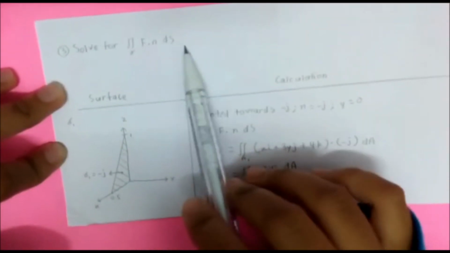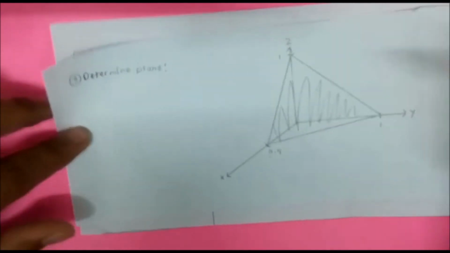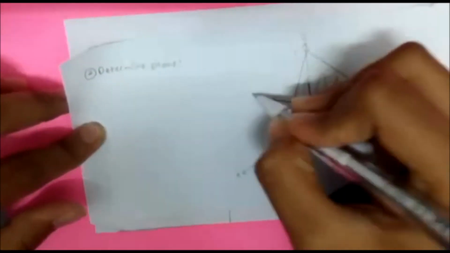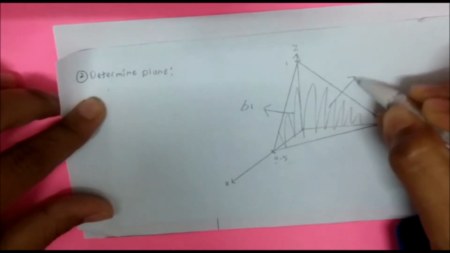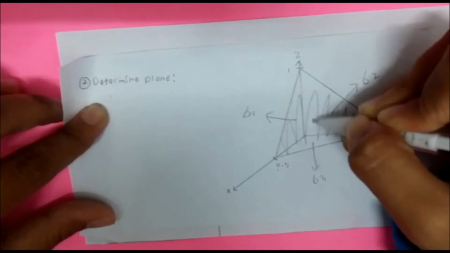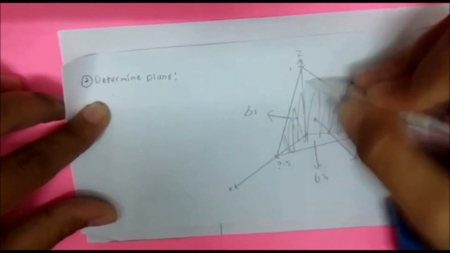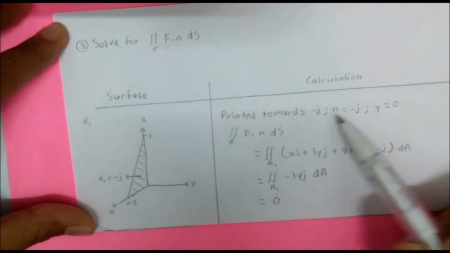For the third step, we need to solve the double integral of F dot dS. We know that this is our first plane, this will be our second plane, this will be our third plane, and the fourth plane will be the bigger one. For the first plane, we know that it points towards negative j.